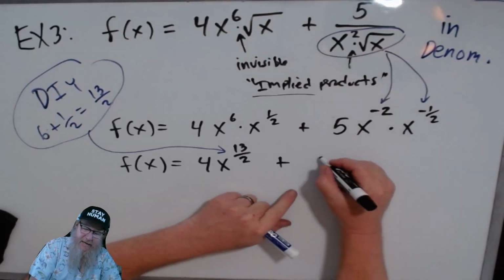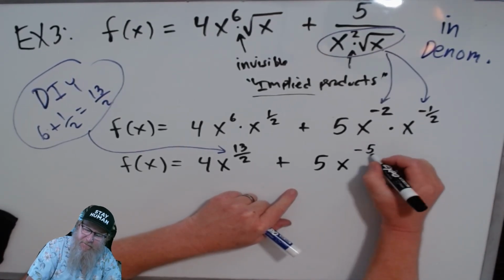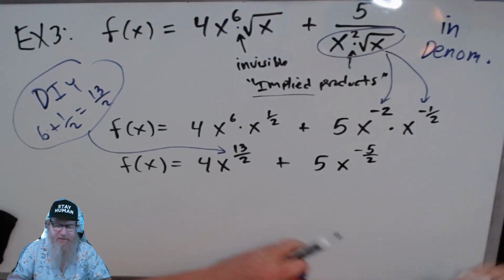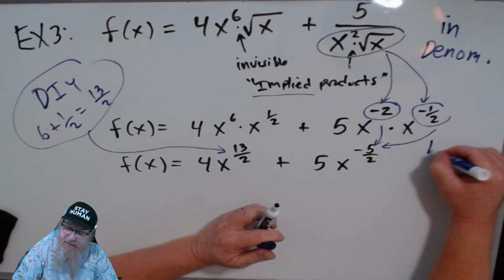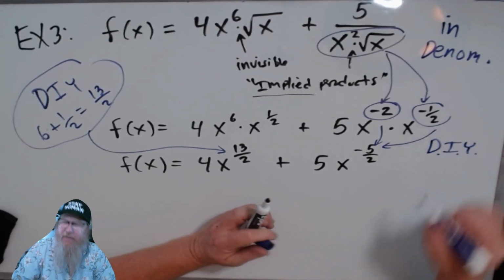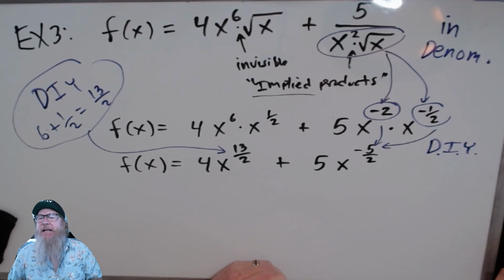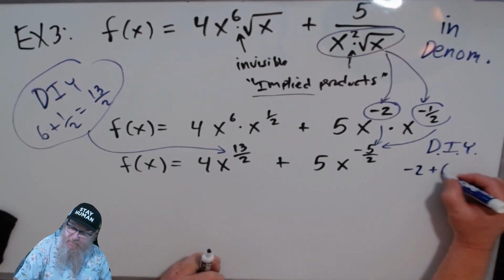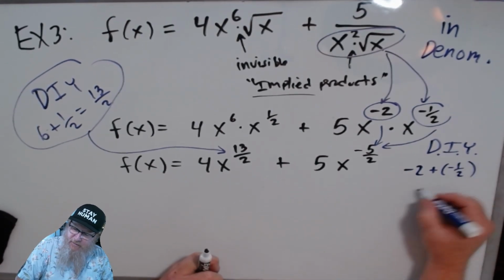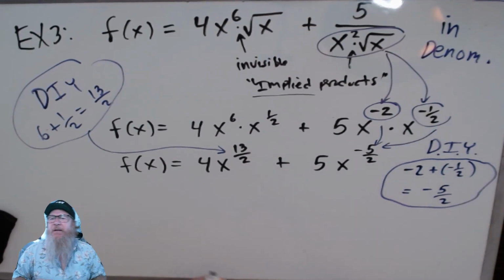Similarly here, you're going to add these guys, and you get negative 5 halves when you add these two. And again, I'm going to say DIY. Do it yourself. Negative 2 plus negative a half is equal to negative 5 halves.